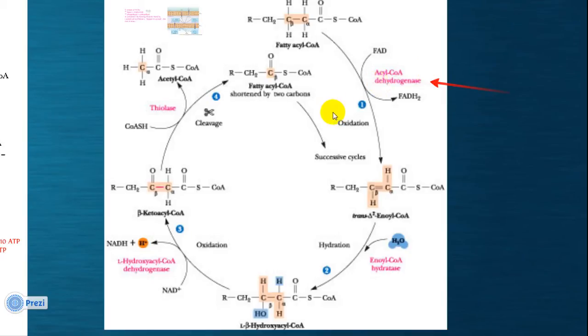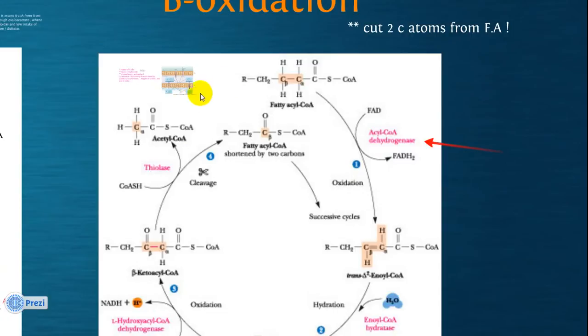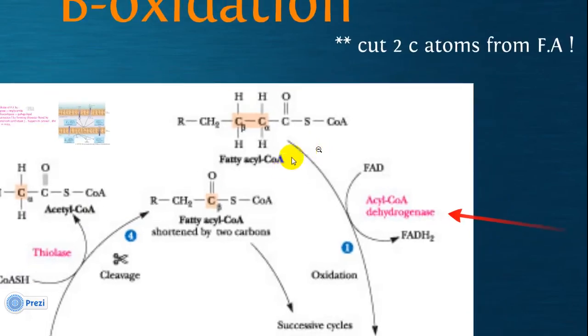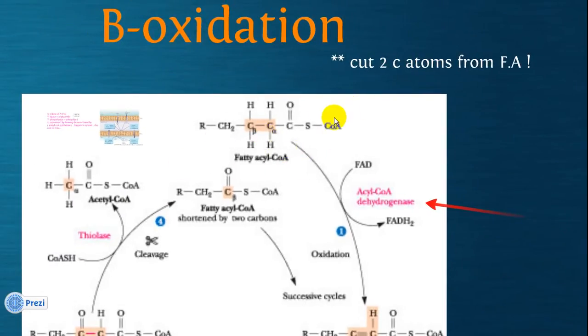Why? Because we need to take some compounds or some atoms from the compounds to give them to other transporters. So here we have 4 reactions. 2 of them are oxidation, 1 is hydration, and 1 is cleavage. To begin with this pathway, we have the fatty acyl bound to coenzyme A.